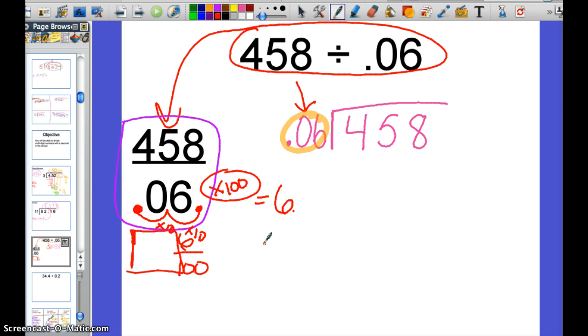Now if I multiply the denominator by 100, then I need to do the exact same thing to the numerator. I need to do the exact same thing to 458. This is how you keep this equivalent. This is what drives this rule. So let me show you how that would look in the long division problem.